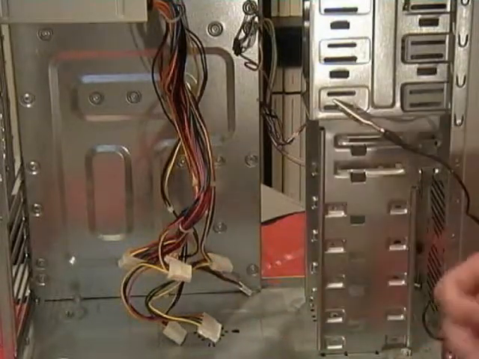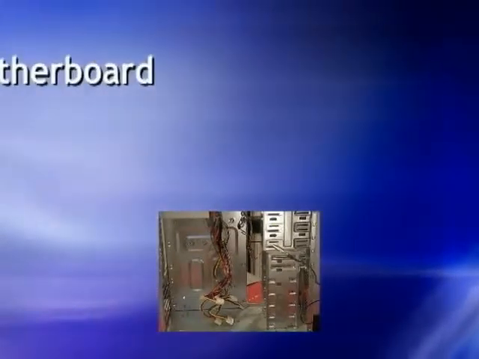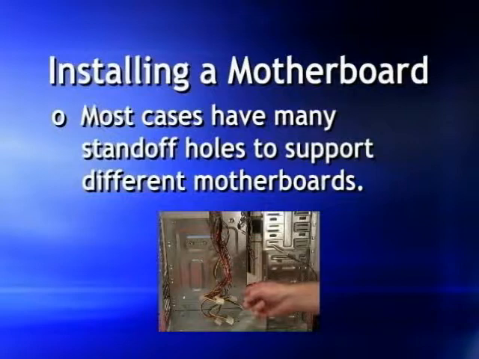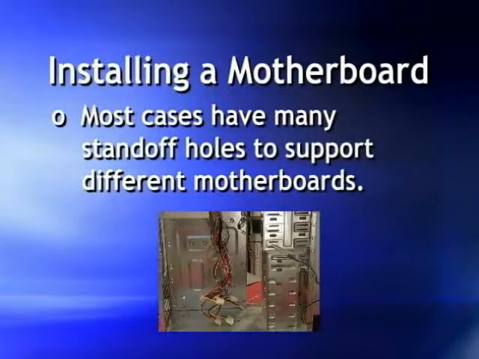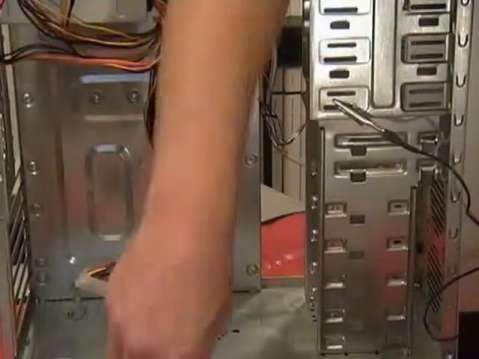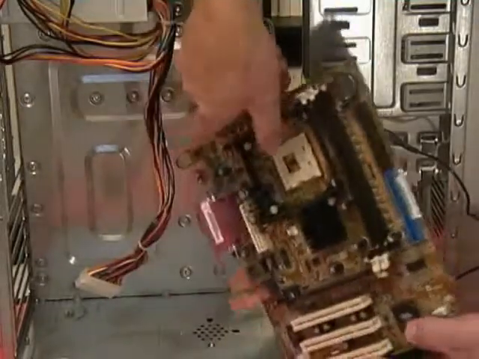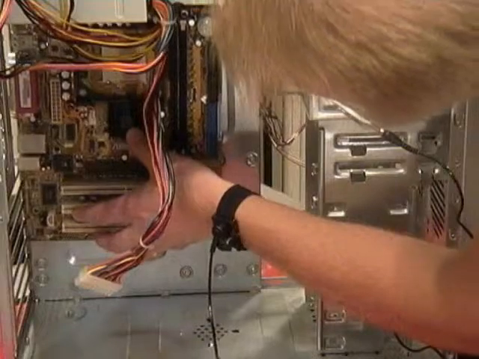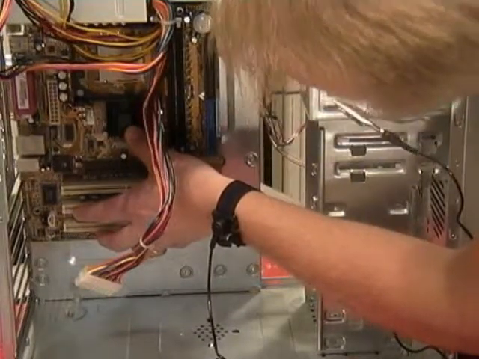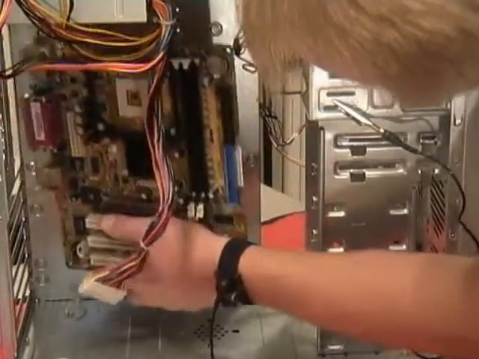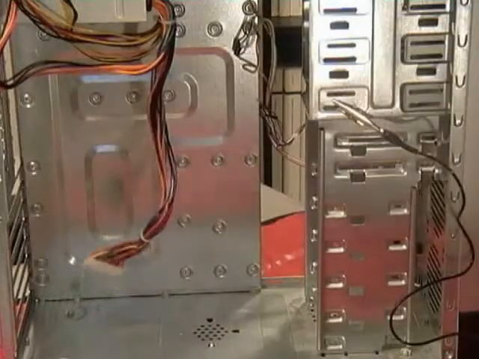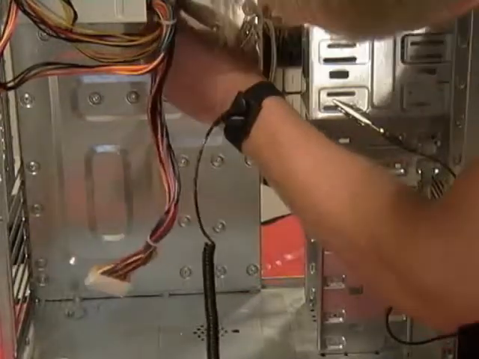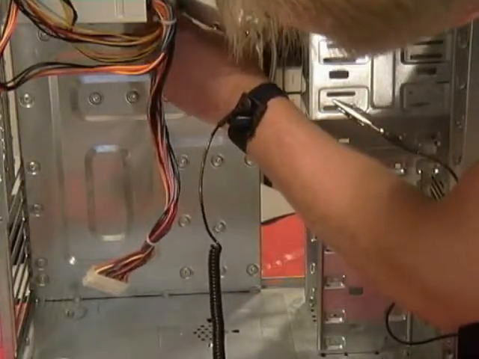Now the hard part about this is you have to figure out where to put the standoffs. You can see looking at the bottom of the case we have tons and tons of little holes where the standoffs can go. Now the easiest way to do this is to take your motherboard, put it inside, and just kind of eyeball which holes will need standoffs. So I've done that. Put my motherboard back like that, and then I'm just going to screw my standoffs into the appropriate holes.